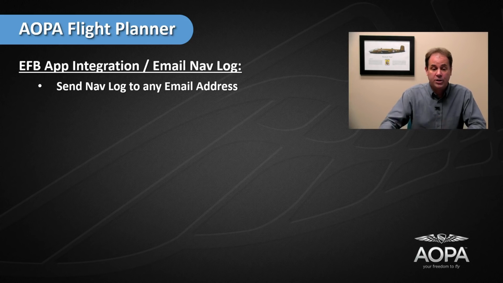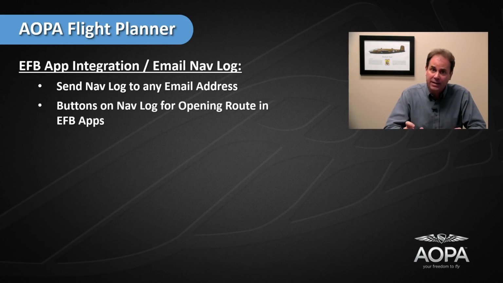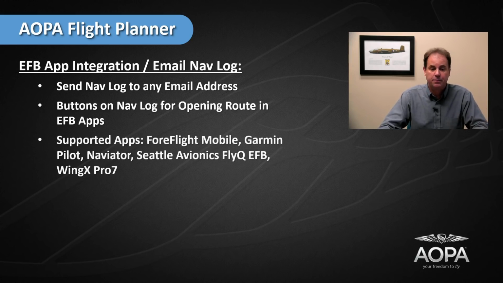Okay. Once you have that, there are buttons in that email, right in that nav log. When you open that email up, you're going to see some buttons across the top, and we are going to demonstrate this, that will allow you to send that route to any of our supported EFBs. Currently, we support ForeFlight Mobile, Garmin Pilot, Navigator, which is also an Android-based EFB, the Seattle Avionics version of FlyQ EFB, and WingX Pro 7.